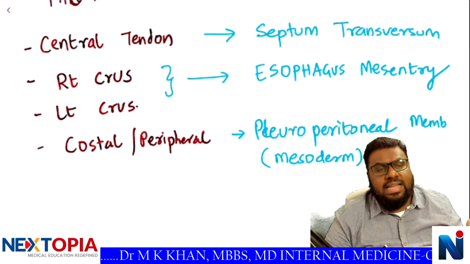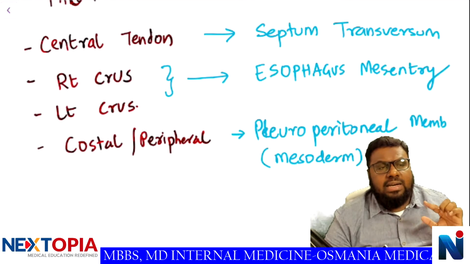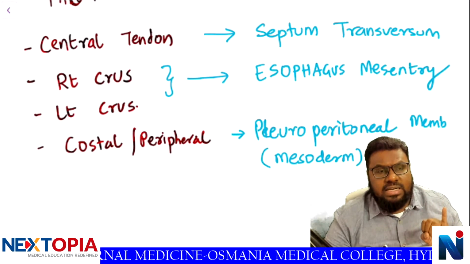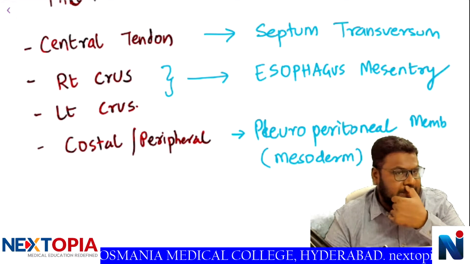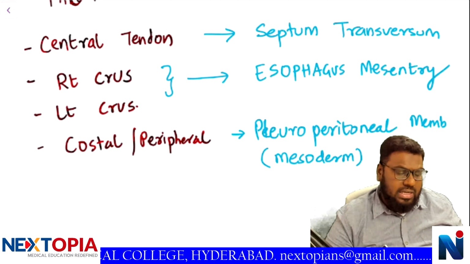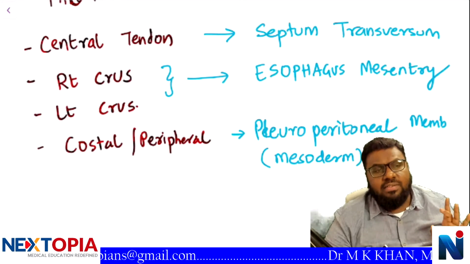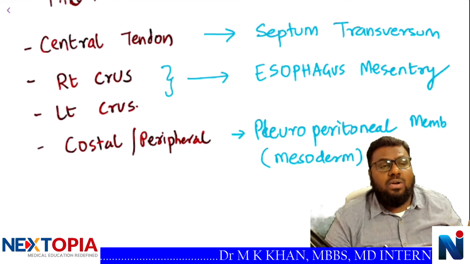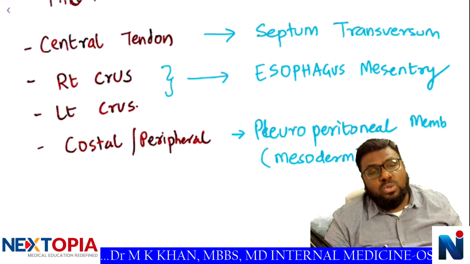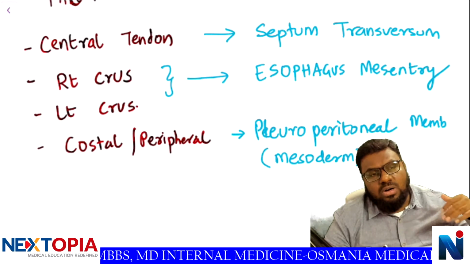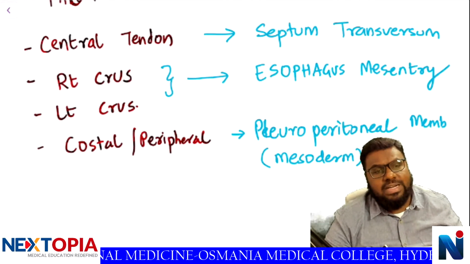The central tendon has an opening for the esophagus. It has an opening for blood vessels like the aorta and inferior vena cava. So the growth of the esophagus, inferior vena cava, and aorta is occurring along with the central tendon. A small part of the liver is also contributed by the caudal part of the septum transversum.